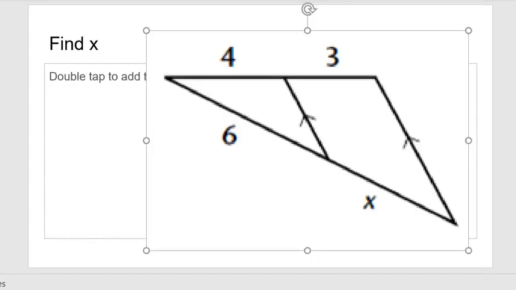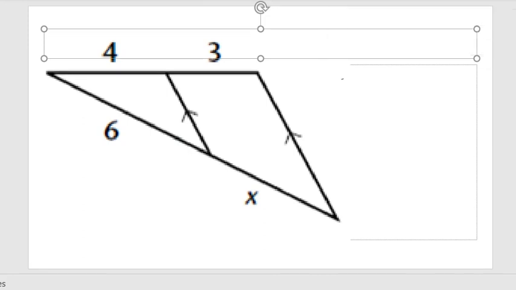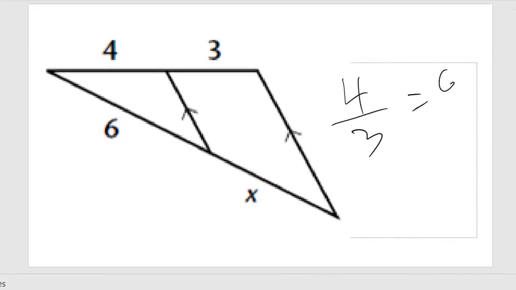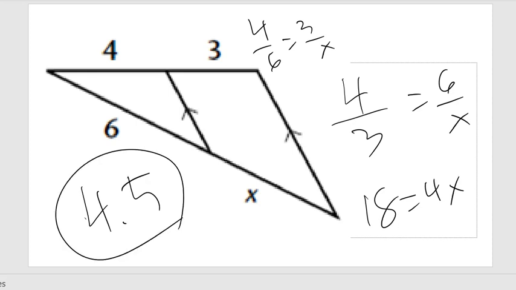Alright, last one like this, like that theorem. You can do 4 over 3 equals 6 over x, or you can do 4 over 6 equals 3 over x. Regardless of the way you do it, you get 18 equals 4x. I think it comes out to be 4.5. That's about right. You just divide by 4.